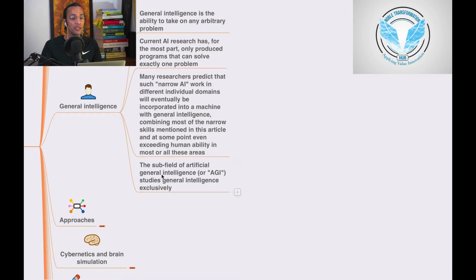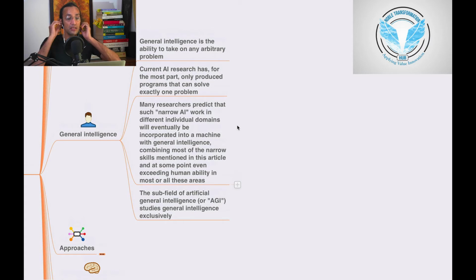A subfield of artificial intelligence, general intelligence or AGI, studies general intelligence exclusively. So general intelligence is the ability to take on any arbitrary problem. It's like general, okay? Generally, whatever happens. Current AI research has for the most part only produced programs that can solve exactly one problem. Narrow AI is like going very deep into one problem, one niche, but general intelligence is like working broadly, on any arbitrary problem. Okay, this is the difference.